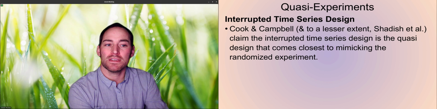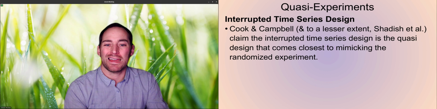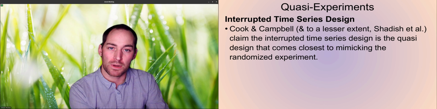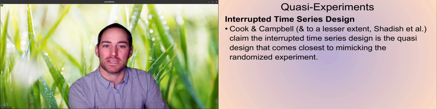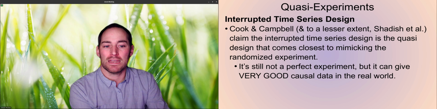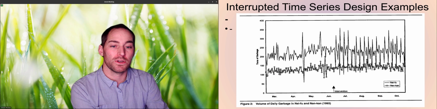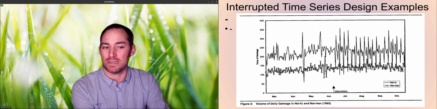So with this, the interrupted time series design is the closest that comes to mimicking a randomized true experiment. It's probably the best quasi-experiment. So it's not perfect, but it's very good causal data for the real world. I want to show you this interrupted time series design.